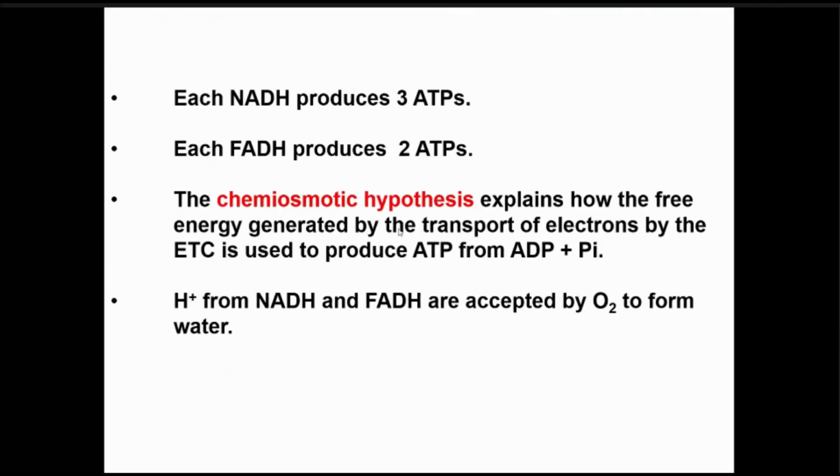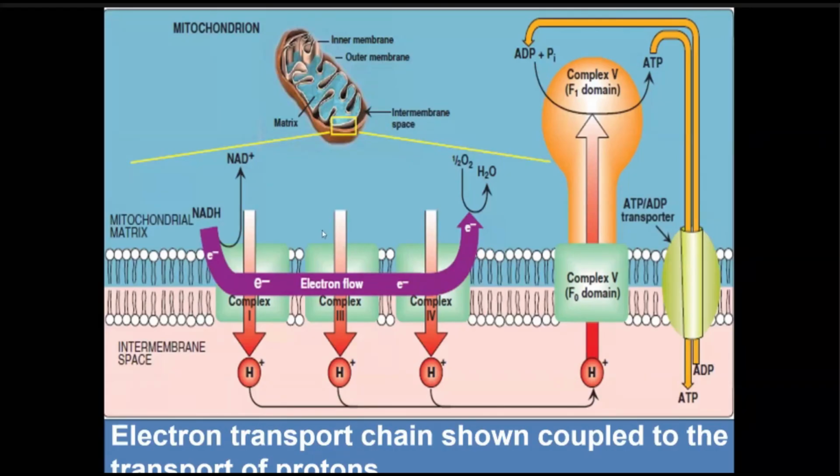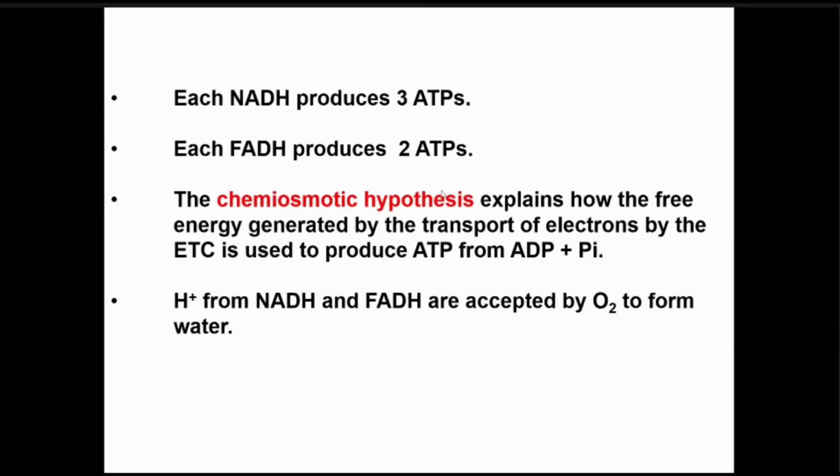Now, what is the chemiosmotic hypothesis? Basically, this is a hypothesis, a theory. It just explains how the free energy that comes from the electron transport chain produces ATP. So how the electron is moving from this to this explains the formation of ATP. The way we are explaining the movement of electrons through the electron transport chain to form ATP, this explanation is called the chemiosmotic hypothesis.